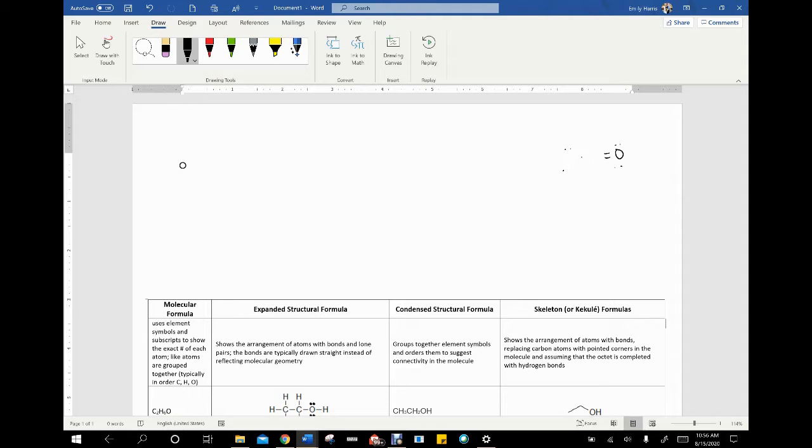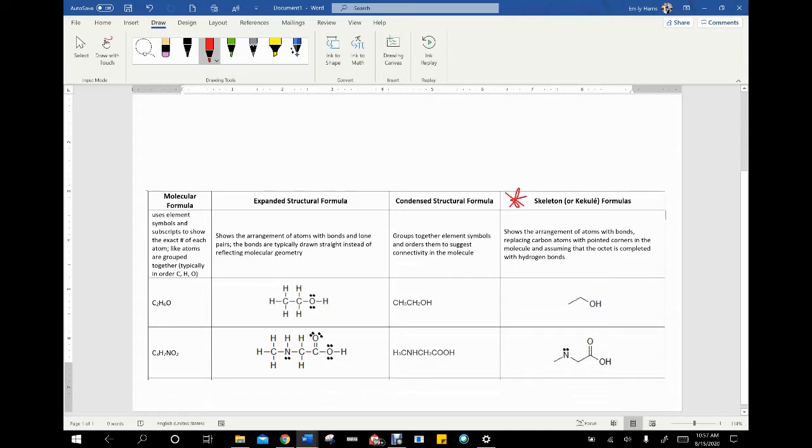And so we're going to introduce 4 different conventions that we can use on the symbolic level to represent organic molecules. We've got the molecular formula, the expanded structural formula, the condensed structural formula, and then what organic chemistry is known for, the skeleton or Kekulé formulas. So what I'm going to do is go over a couple of examples that aren't on your chart. Then I'll talk you through the first 2 rows of your chart, and then you'll be able to work the rest on your own.